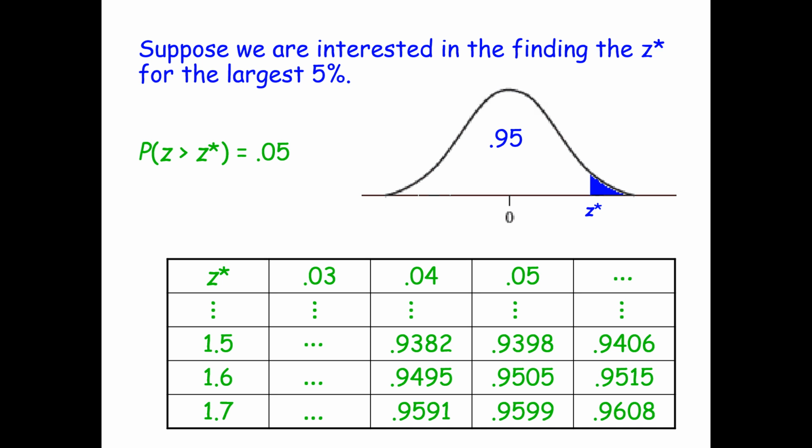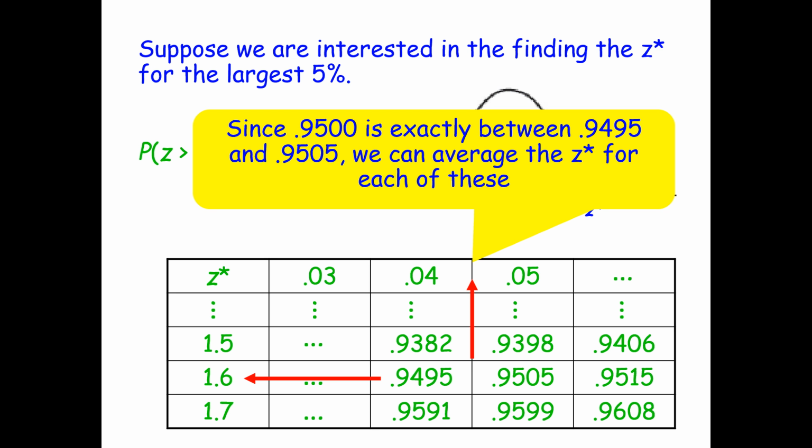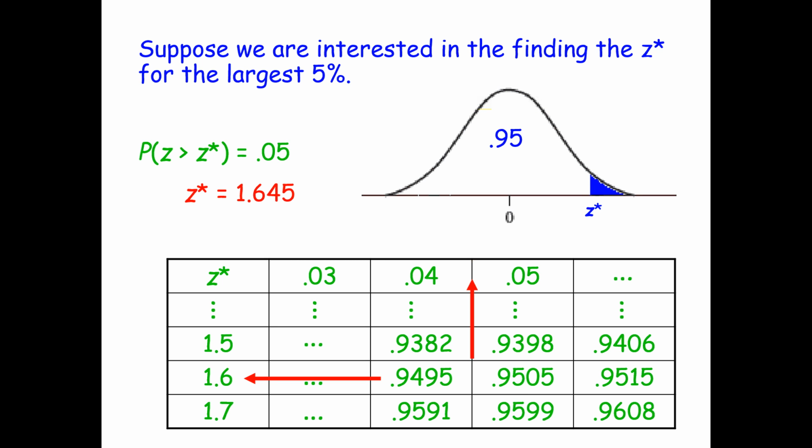So 0.95. Notice that that's also not on the table. However, we can see that 0.9500 is exactly between 0.9495 and 0.9505, which means that we can average the z star for each of these. So we're going to go ahead and add those and divide by 2, and that's going to give us a z star of 1.645.